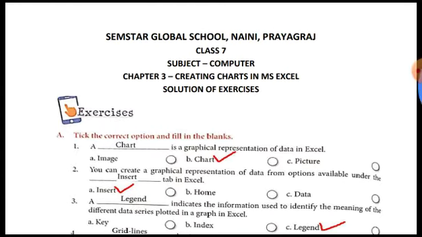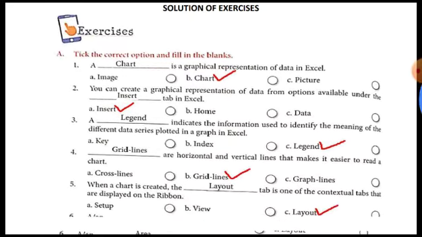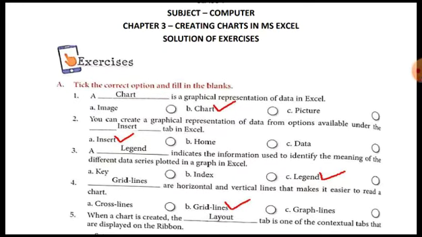For chapter number 1 and 2, I had given a single PDF for all the exercises solutions. The solutions of all the exercises of chapter 1 and 2 were in a single PDF, but for chapter 3, for your convenience, I am providing the solutions of exercises in two parts. The first part of the solutions is this. In this part, we have provided solutions of the first two exercises. Exercise 1 is tick the correct option and fill in the blanks.